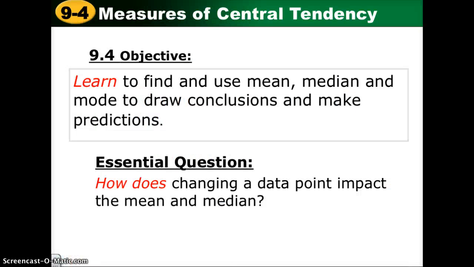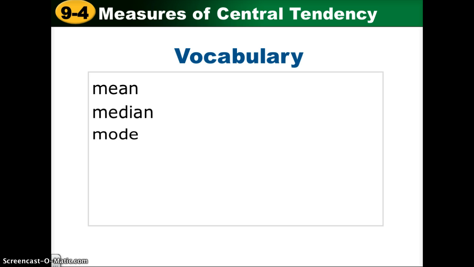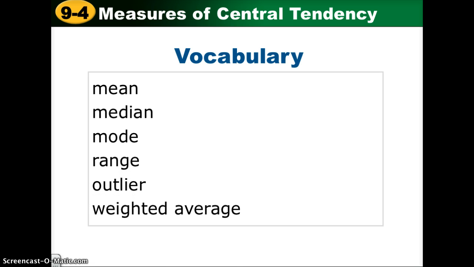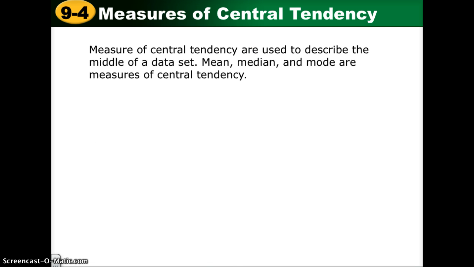9.4 objective. Learn to find and use mean, median, and mode to draw conclusions and make predictions. Essential question: how does changing a data point impact the mean and median? Vocabulary terms that we will go over. Measures of central tendency are used to describe the middle of a data set.